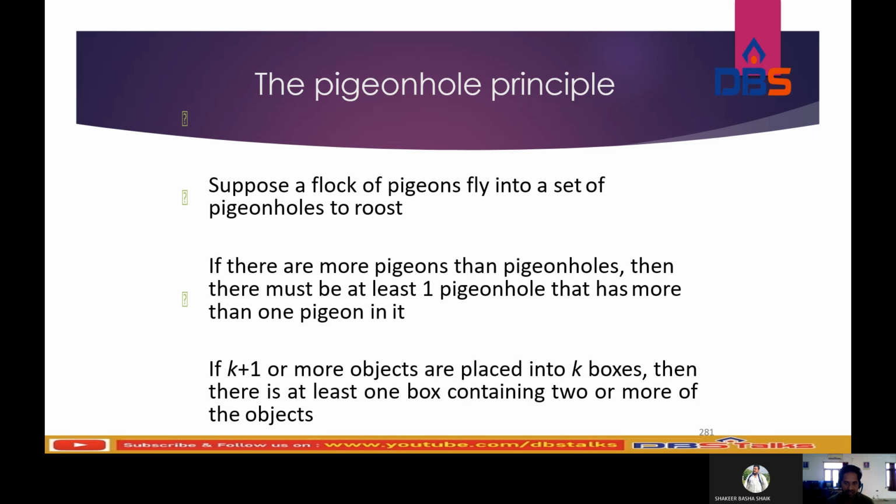If k plus 1 or more objects are placed into k boxes, then there is at least one box containing two or more objects.